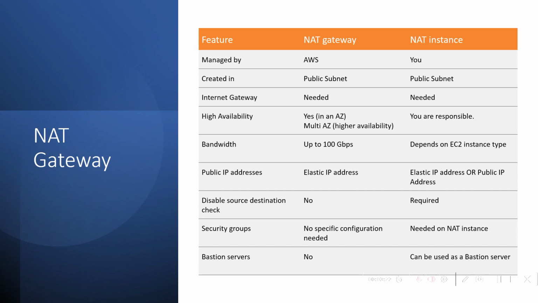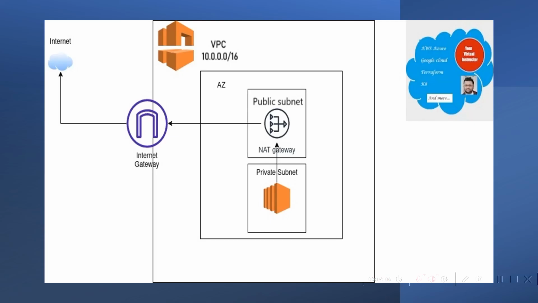For the NAT gateway, you don't require any security group configuration, but in the NAT instance, you have to make the security group configurations. You can use a NAT instance as a bastion server, but you cannot use a NAT gateway as a bastion server. So basically, NAT instance is an outdated concept and it will be fully managed by you, whereas NAT gateway is a newer concept and is a managed service provided by AWS, and of course it comes with a higher cost. So this is the architecture we are going to follow in today's lab.